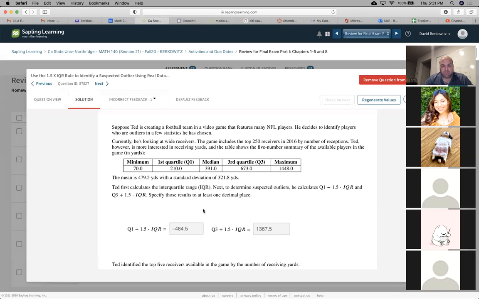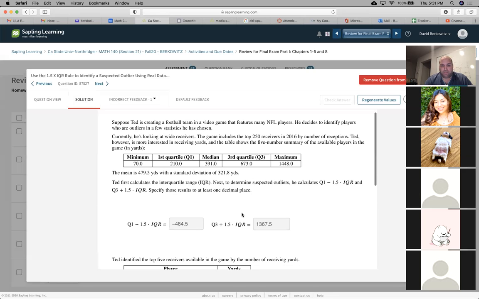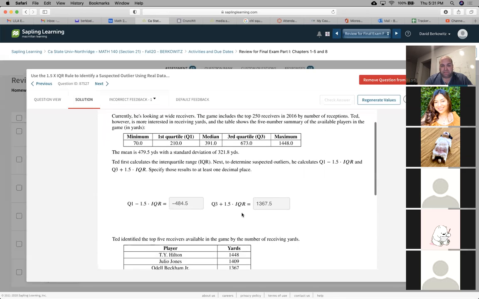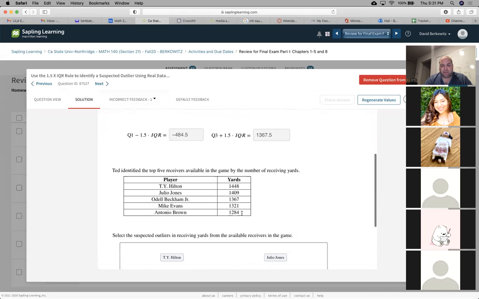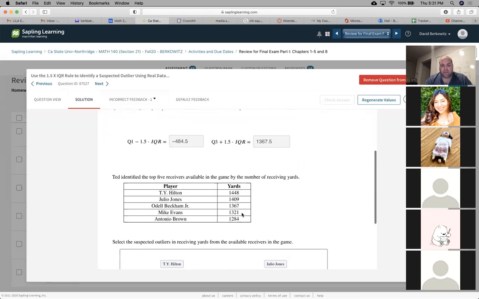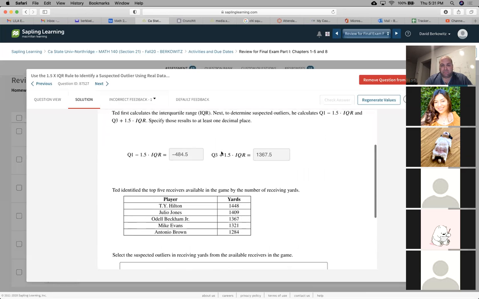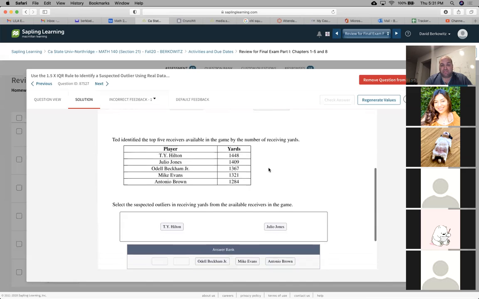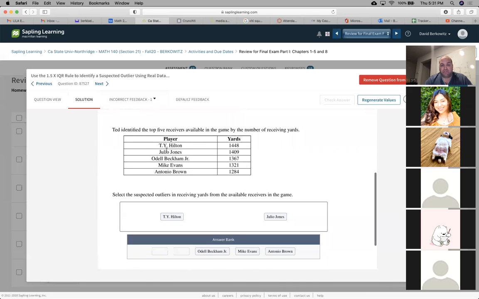Jeez, okay. So those are Q1 minus 1.5 IQR and Q3 plus 1.5 IQR. Ted identified the top receivers available in the game by receiving yards. So anything less than this number or more than this number would be a suspected outlier. So anything more than 1367, that would be T.Y. Hilton and Julio Jones.